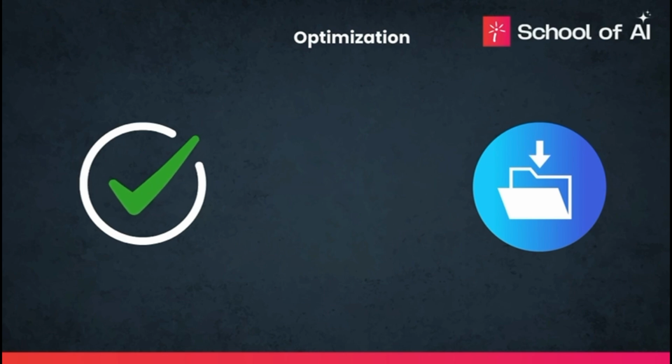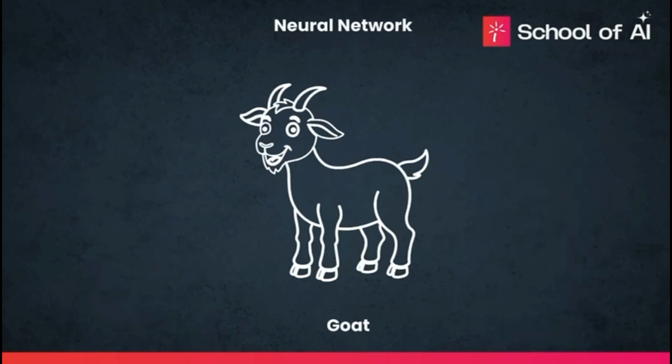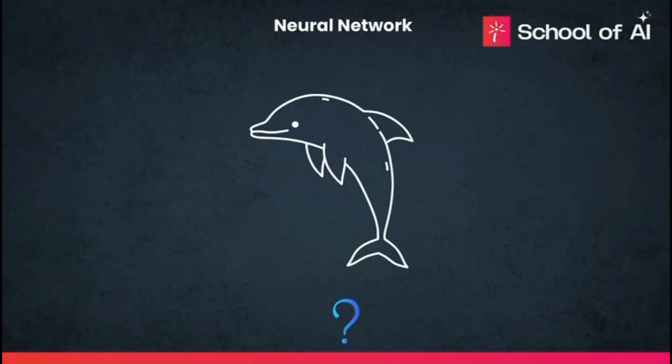Once optimized, we can save the neural network and use it again and again. Now, if we show it a picture of a goat, it knows exactly what it's looking at. But show it a dolphin and it's clueless. That's what we call narrow AI. It's smart, but only within a limited range.